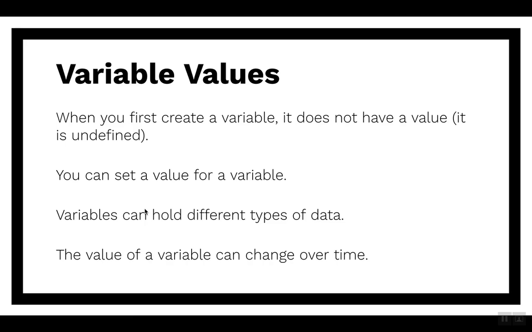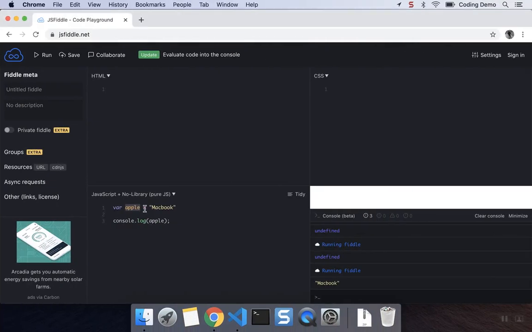Okay, so let's go back. Variables can hold different types of data. So if we go back in here, now the variable Apple is holding a data type of string. Again, we'll cover string in detail in the later slides, but the point I'm trying to make is a variable can hold any type of data. So it can be either a number, it can be a string, it can be a boolean.